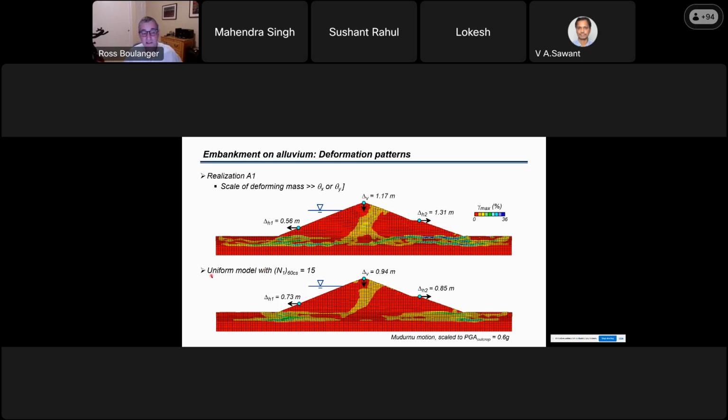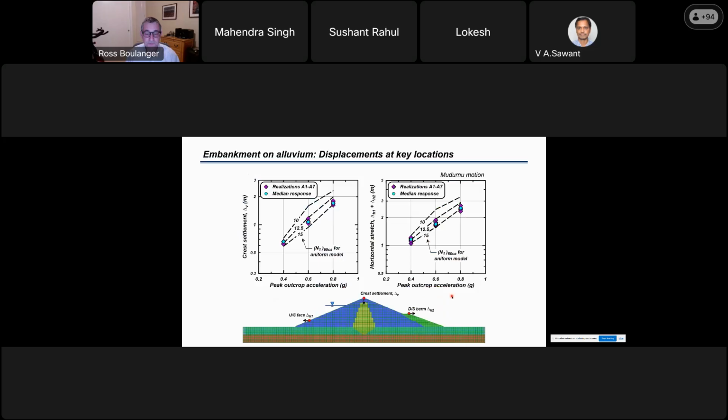The bottom model is if you use uniform properties, where the alluvium is assigned a blow count of 15 everywhere. And you see the shear strain contours are now more uniformly distributed because the properties are more uniform. The embankment displacements, crest settlements, are a little less than 1 meter, but these are actually pretty comparable values. We look at how much the upstream slope moves, this is the upstream slope, how much it moves, and how much the downstream slope moves in the downstream direction. And we'll look at those as well. So we get a little less with the uniform model.